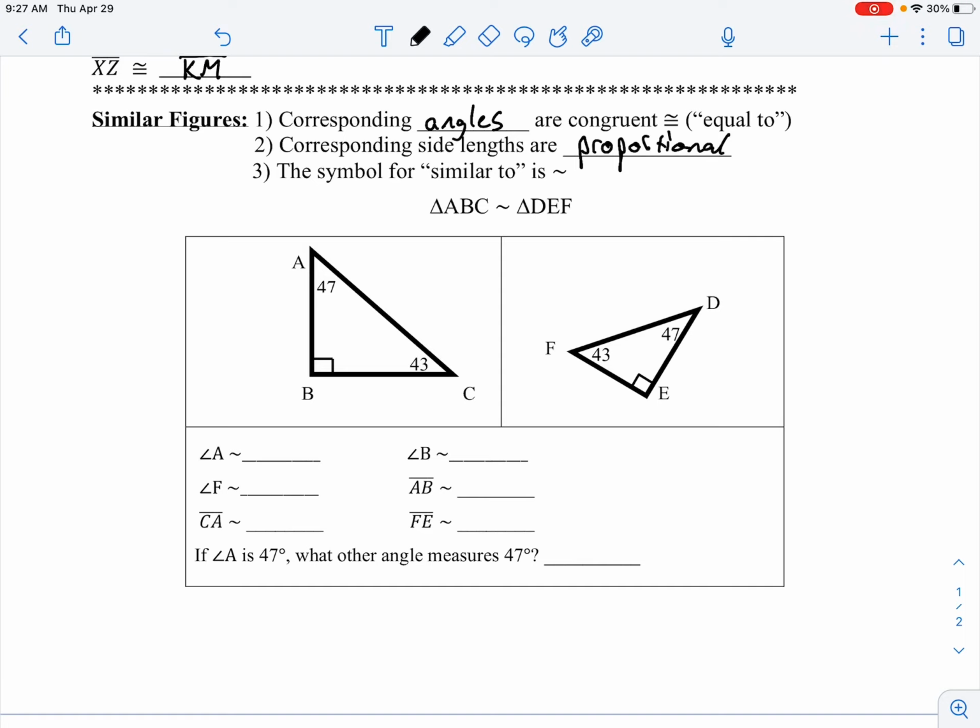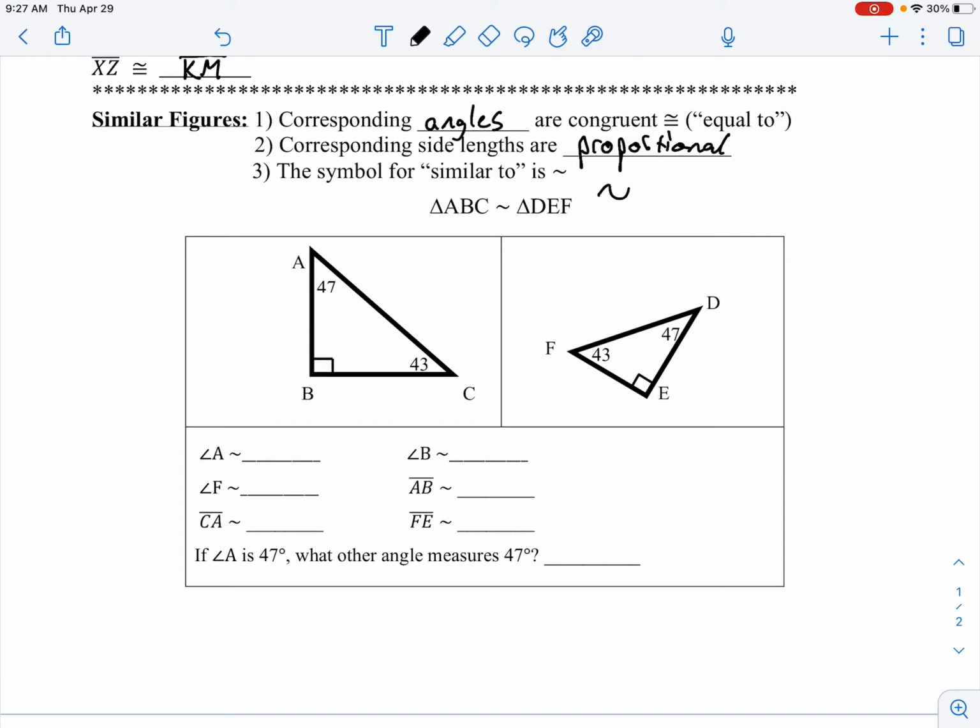The symbol for similar is kind of like congruent. So this is telling us that we have the same angles. And then for congruency, we would add same shape, equal size. But for similar, we get rid of the equal sign part because it is only the same shape.